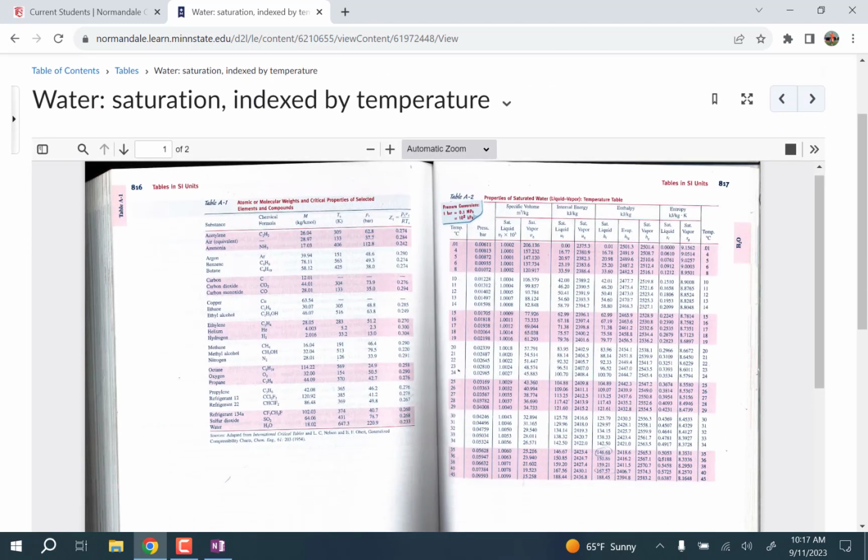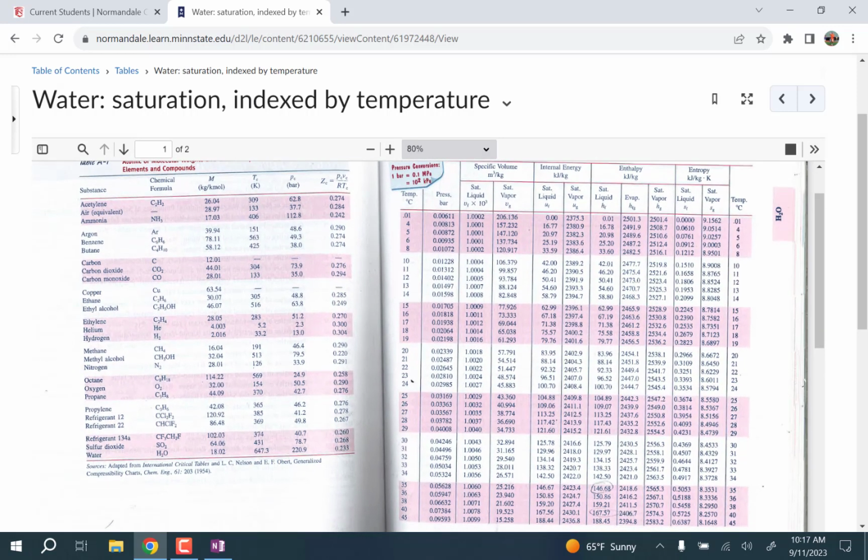So the saturation that we're interested in is the two sides of that vapor dome. So a saturated liquid that's at the boiling point, and a saturated vapor that's at the boiling point. And this table shows you values.